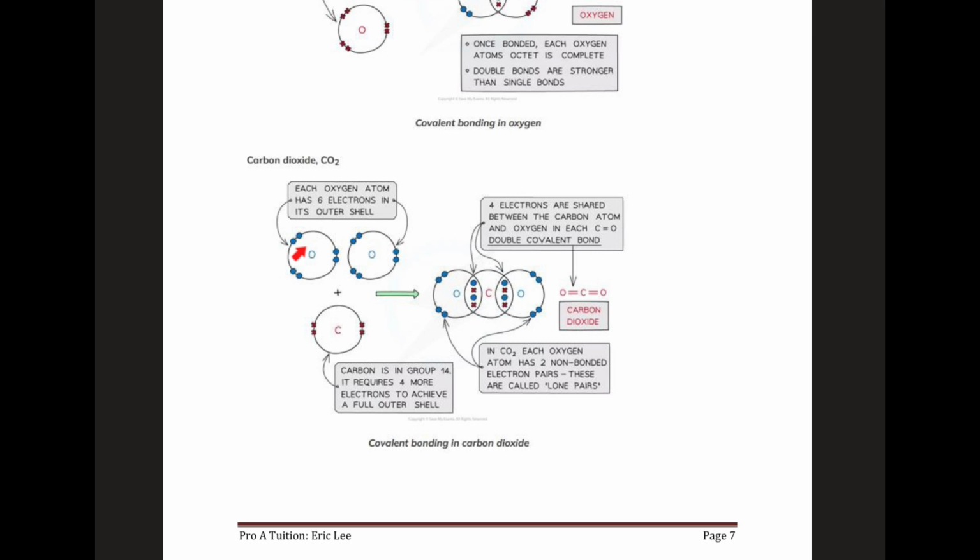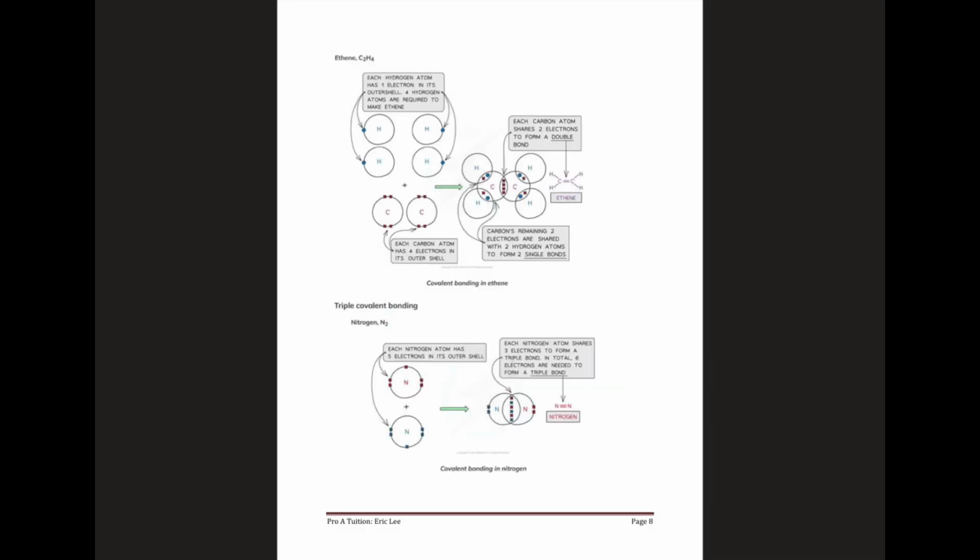Basically it's like that. So if they need 2, then these 2 are given to this, and these 2 are given to this. So they will have double bond in this way. Double bond and double bond. So this is the way. Okay, carbon dioxide. And now let's see more examples.